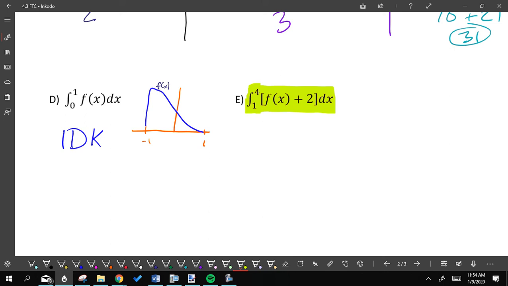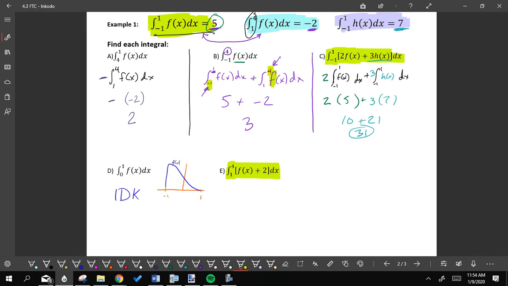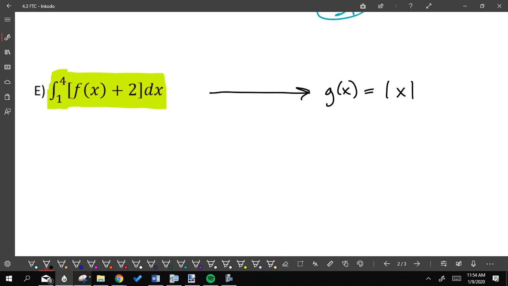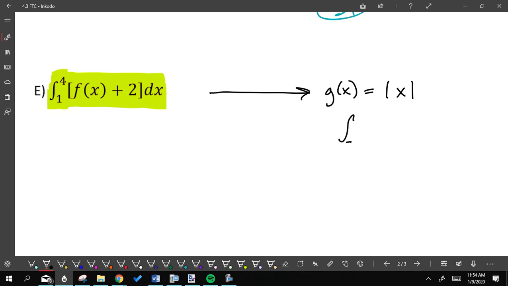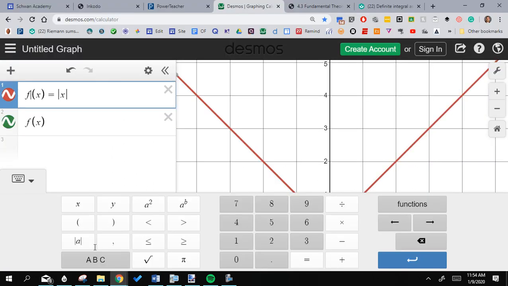Let's take a side note for a second, and let's talk about what if, we'll call it g of x, just because. We'll say g of x is equal to the absolute value of x, and let's integrate g of x from negative 2 to 2. So imagine what this looks like. I got this picture right here. I called it f, but let's call it g instead, just that way we can be the same. This is what g of x looks like. Everybody agree? Absolute value. Our job is to find the area under the curve.